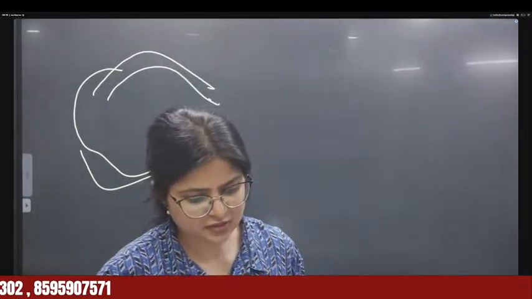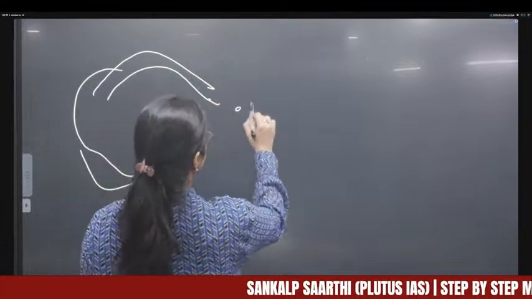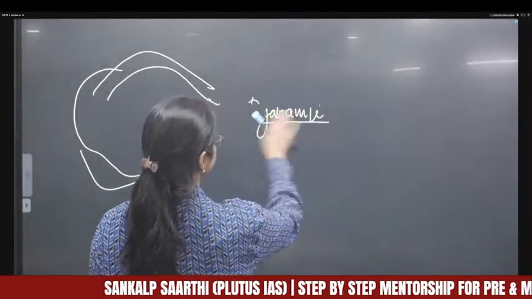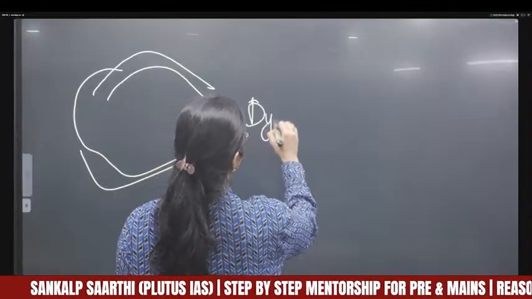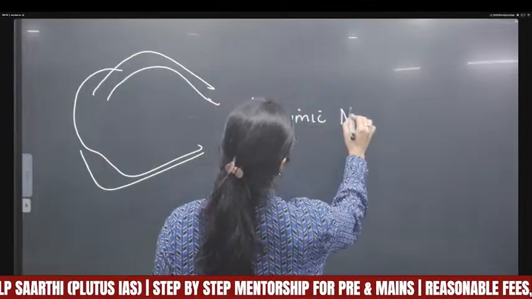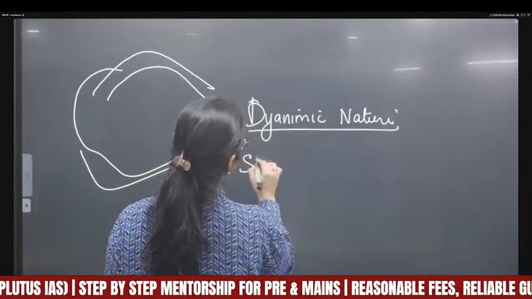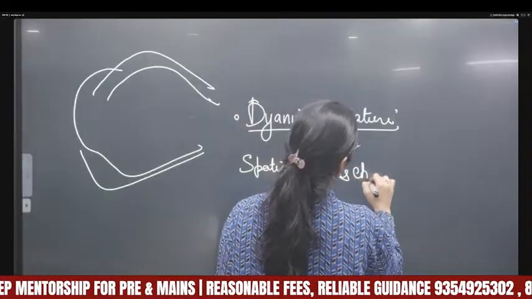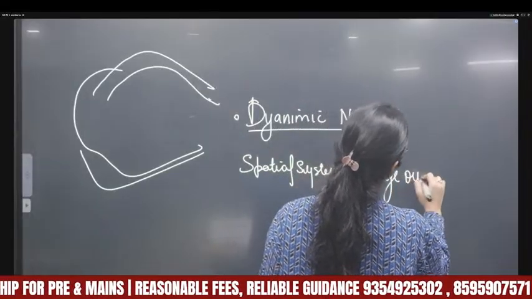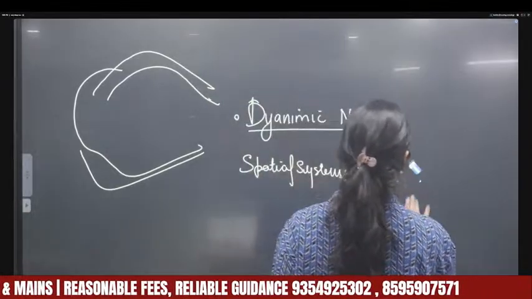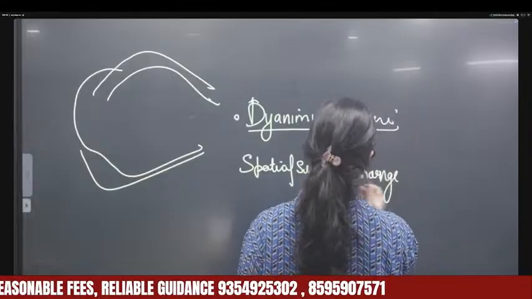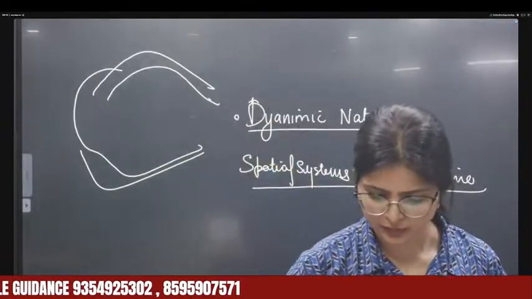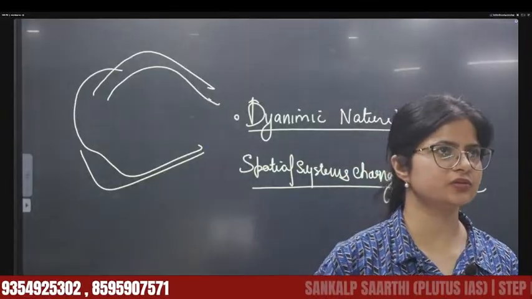So write down: spatial systems change over time. Dynamic nature. Spatial system change over time. Or you can write, they change periodically, or spatial systems change over time. That would be fine. That means with the time, with the demand, with the change in the situation, we also pivot.